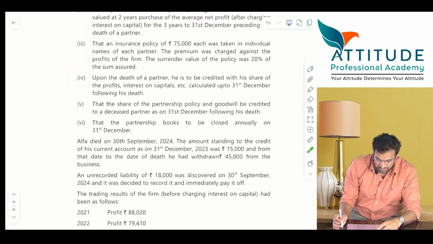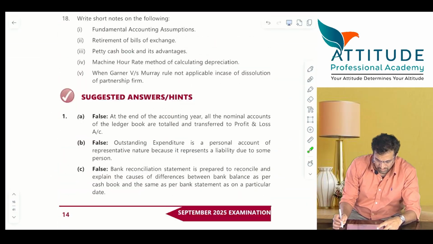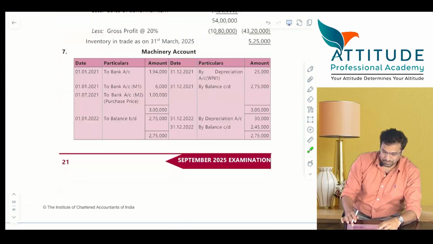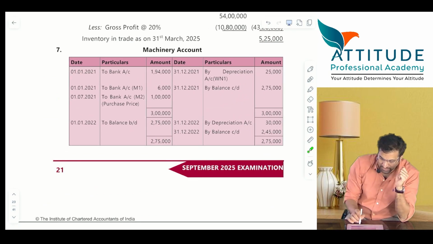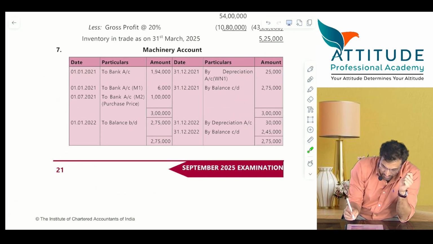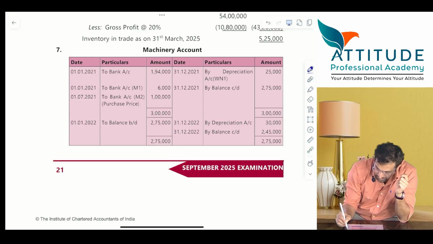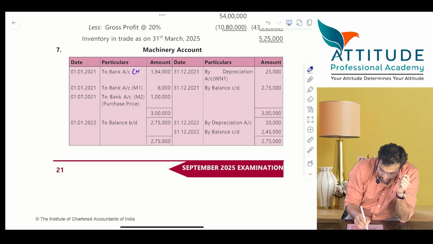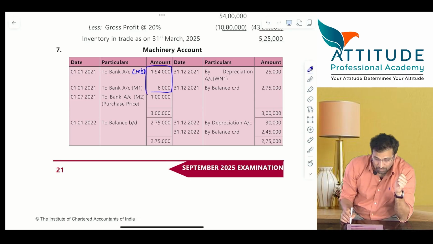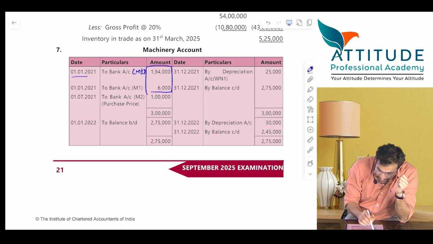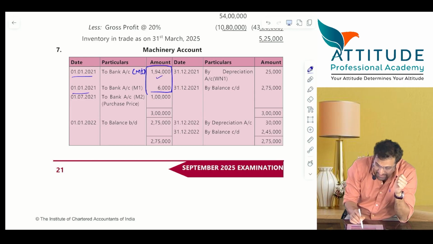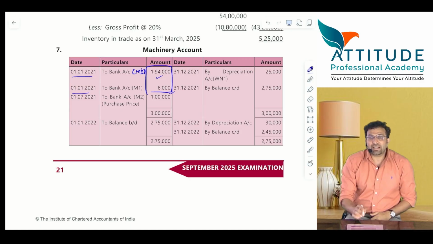Okay, now have a look at it. Which page number? Now have a look at it. This is machinery 1. This is M1, this is also M1 only. So total M1 is how much? 2 lakhs. Because on the same day you are spending 1,94,000 and 6,000 for erection.